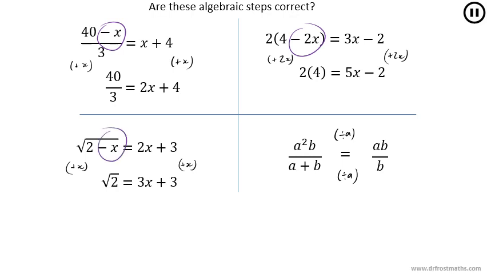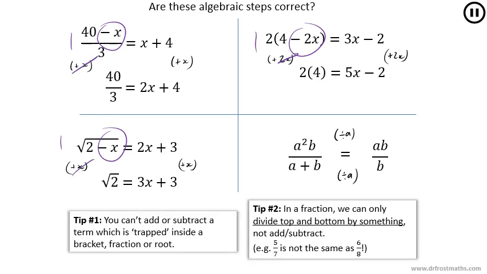If we've got a variable as part of a fraction or in a bracket or in a root, then we cannot just add or subtract it. We must get it out of that fraction, that bracket or that root first. In the last example, hopefully you spotted that although we have divided the numerator of the fraction, we haven't done it here. I've taken away a here, so that doesn't work. We've got to make sure we're dividing the top and bottom of the fraction by the same thing.